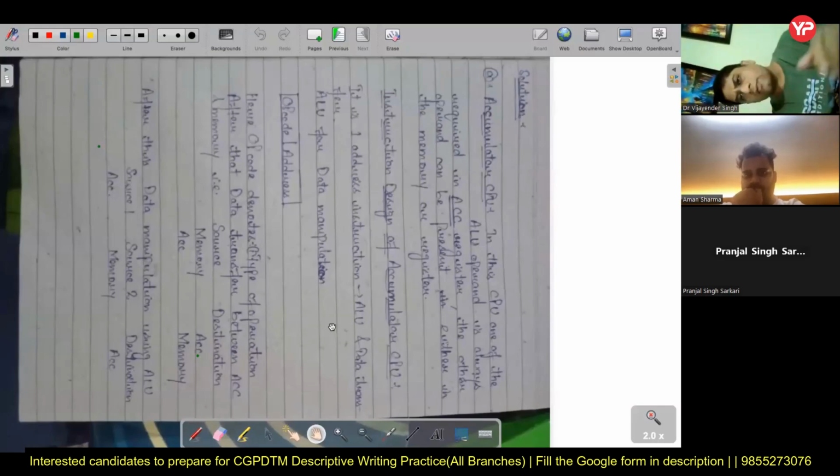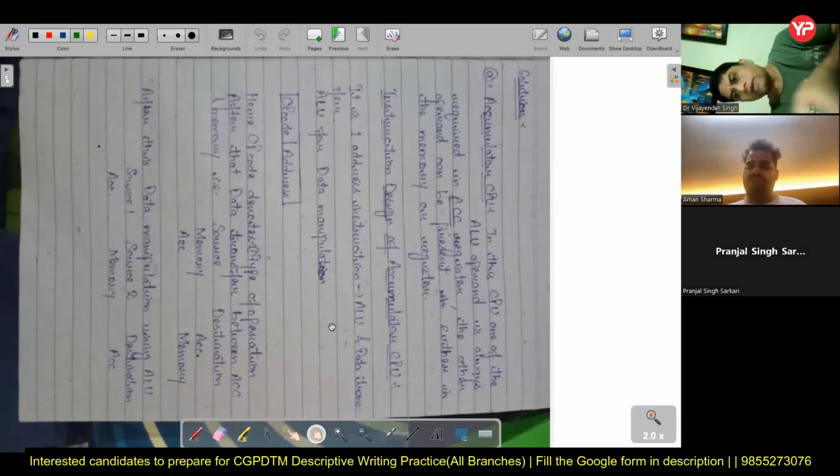So, Aman, this is what he has written as an introduction to the question? Sir, the question that I have asked is that they have to define what is accumulator CPU and then explain the working using the instruction design. Instruction design of accumulator CPU. That is the second part, right? No, that is the first part itself. And in the second part, I have given a numerical that they have to solve in a descriptive way. It is not exactly a numerical; they have to solve it by explaining the working of this accumulator CPU.